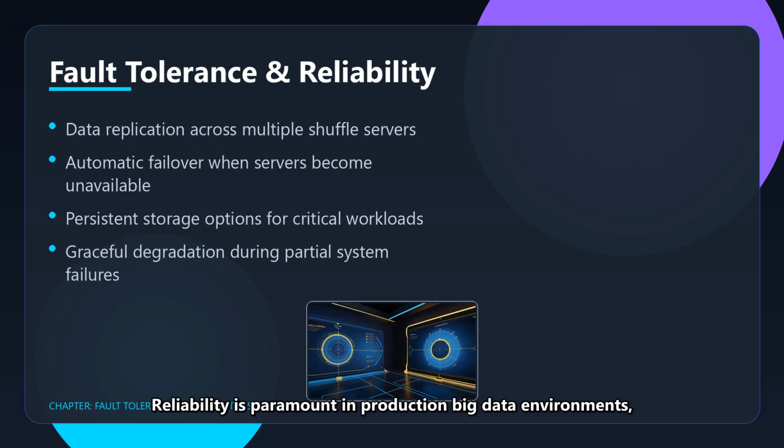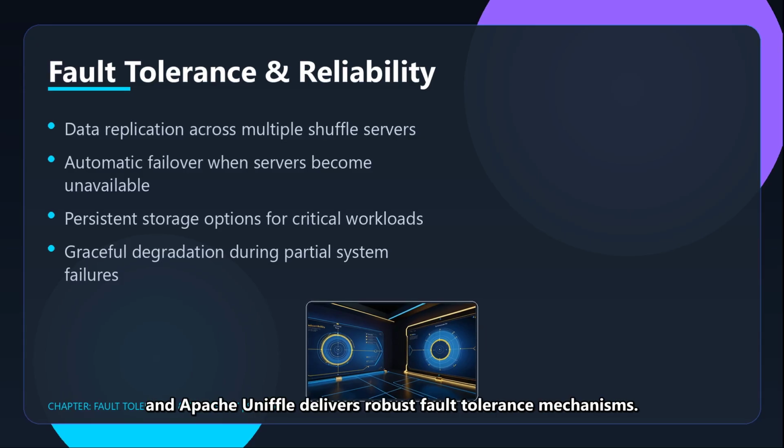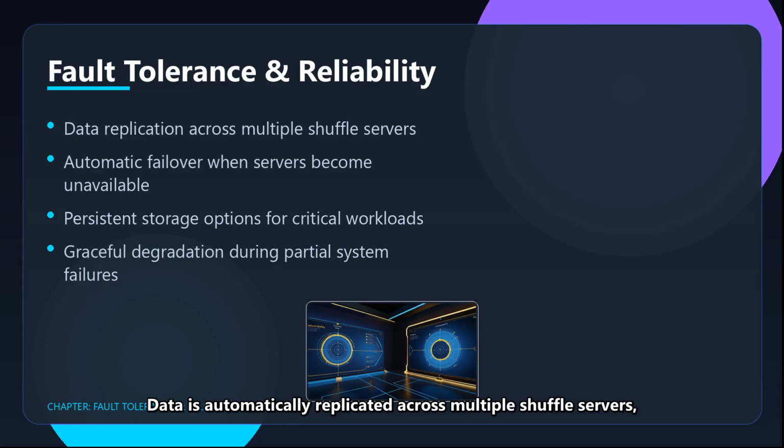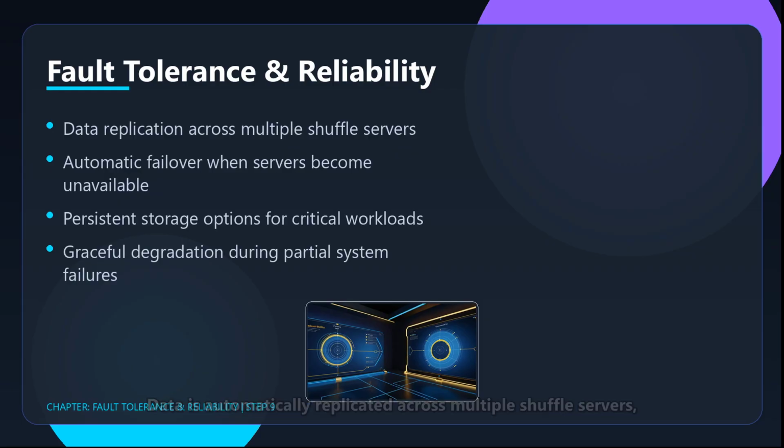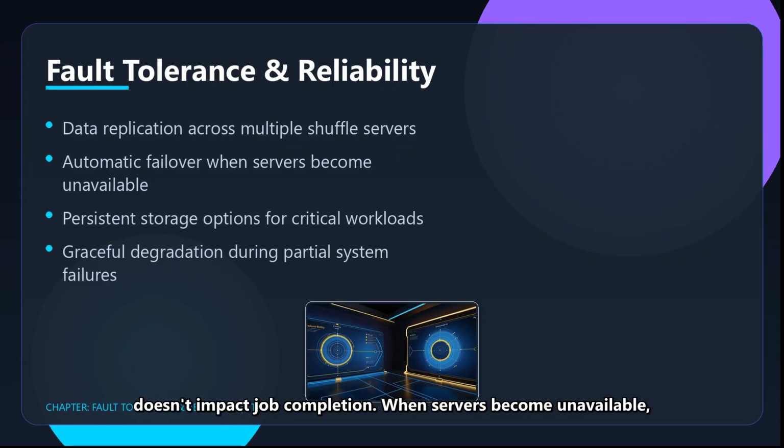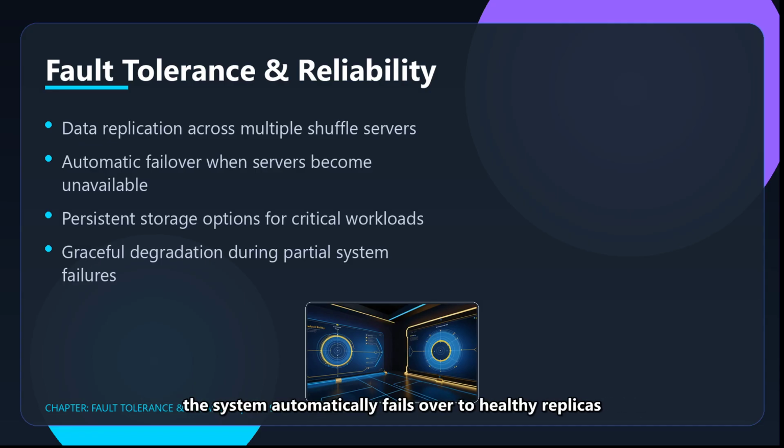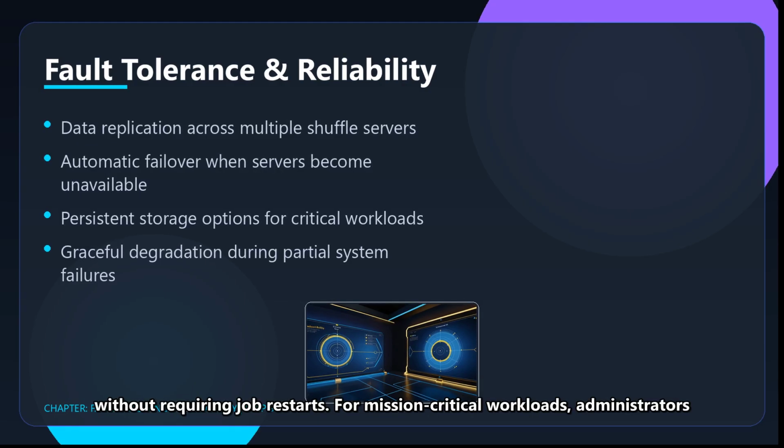Reliability is paramount in production big data environments, and Apache Uniffle delivers robust fault tolerance mechanisms. Data is automatically replicated across multiple shuffle servers, ensuring that the loss of any single server doesn't impact job completion. When servers become unavailable, the system automatically fails over to healthy replicas without requiring job restarts.